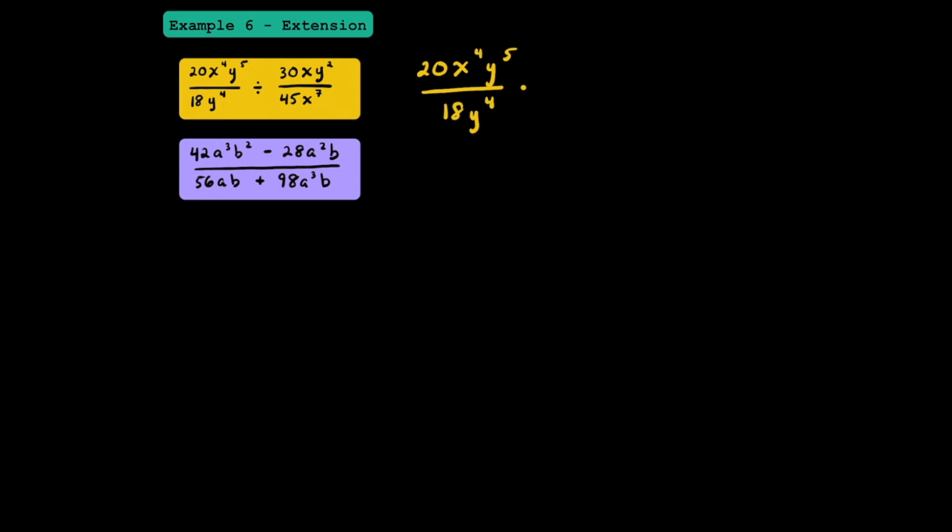I'm going to change division to multiplication. Then, I'm going to flip or reciprocate the second fraction to write 45x to the 7th power over 30x times y to the 2nd power. Now I'm going to rewrite this whole thing with one fraction bar, and I'm going to rearrange it so it's a little bit more organized.